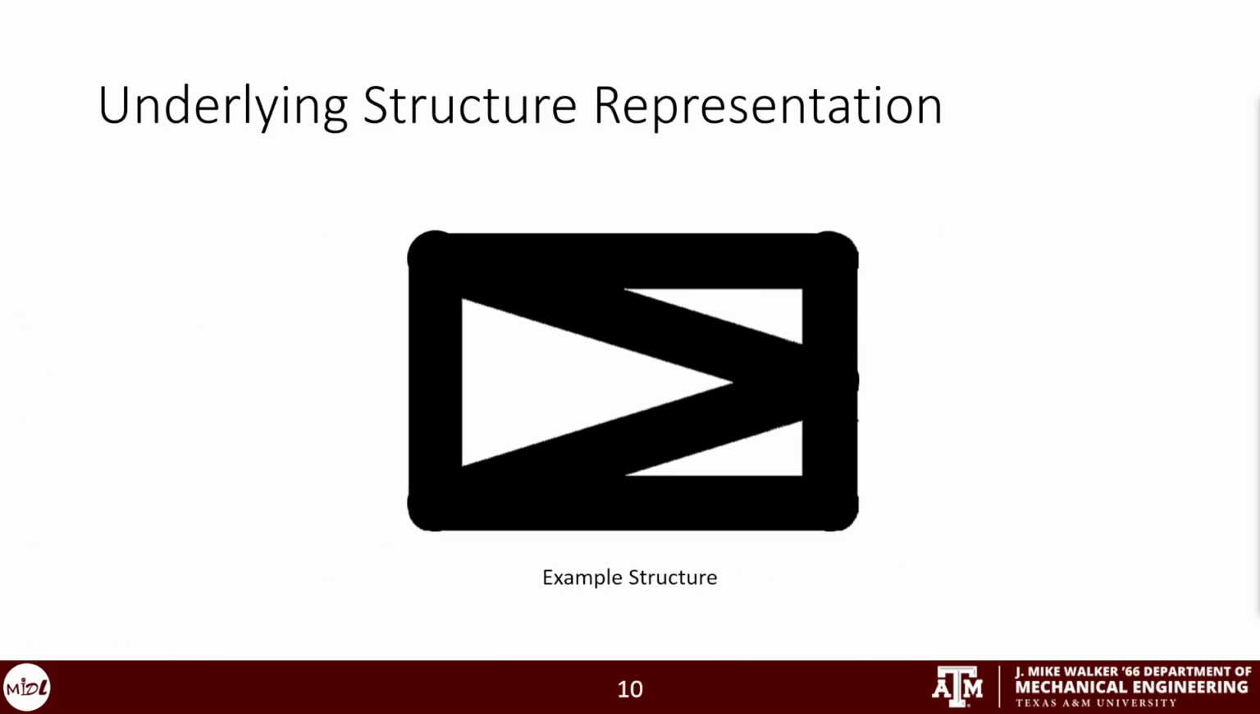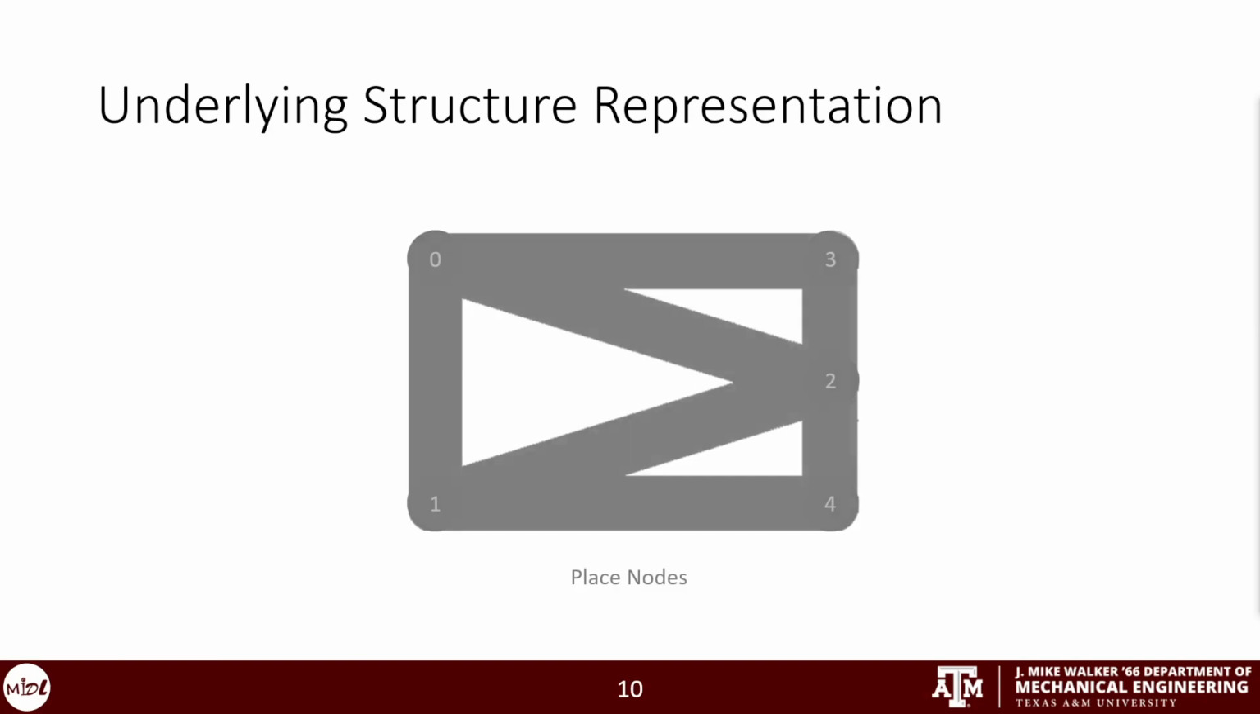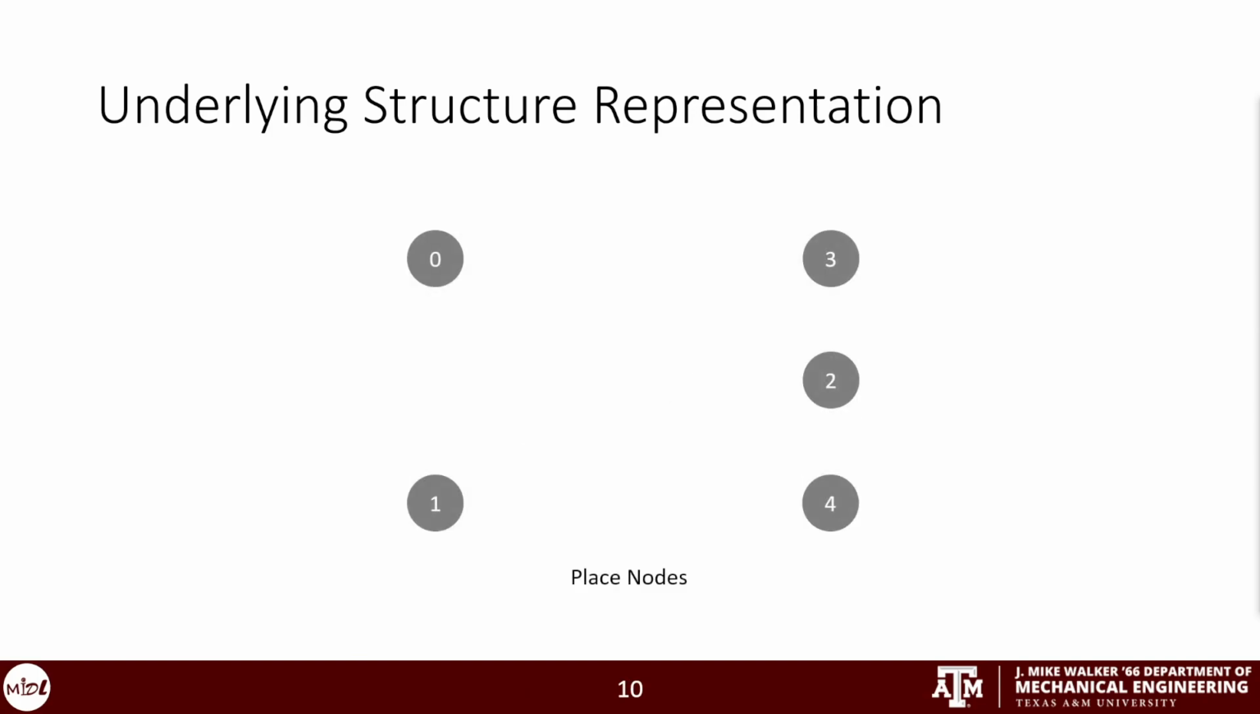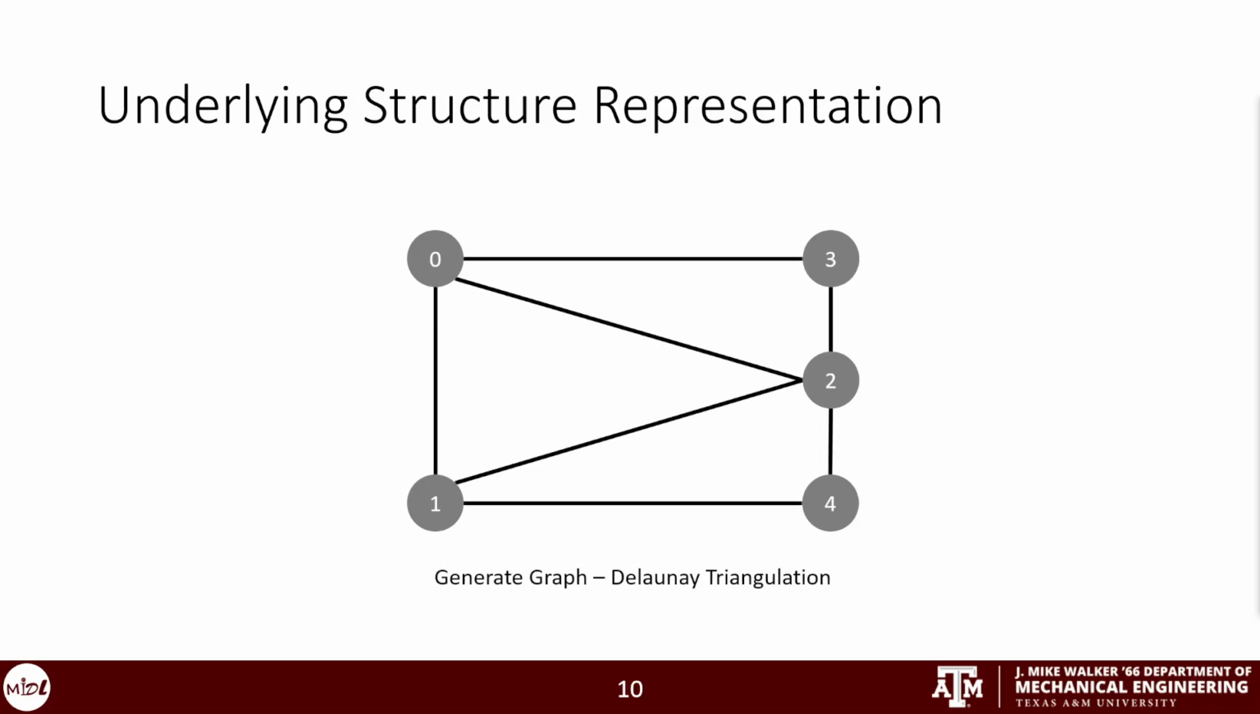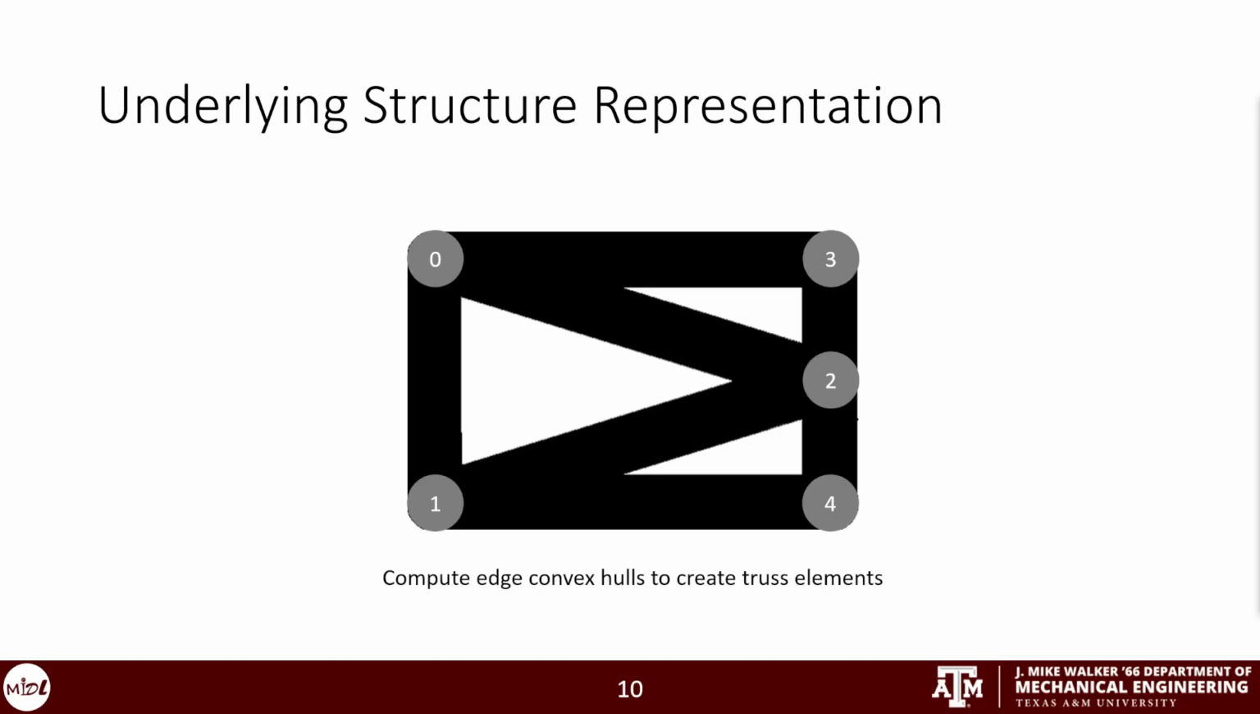So let's take an example of this particular structure. We start by identifying nodes as circular primitives and then connecting them with edges by creating a graph using Delaunay triangulation, which is useful because it avoids degenerate or overlapping edges. We then compute the convex hull between the connected nodes to form the truss elements, giving us a complete structure.